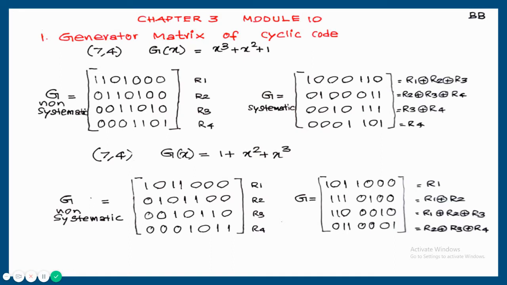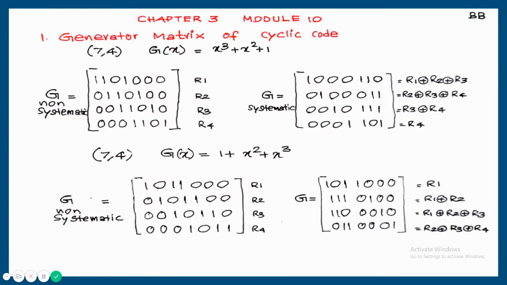Generator matrix of cyclic code. A cyclic code is always given with a generator polynomial, like a (7,4) code. The generator polynomial is x cube plus x square plus 1, or x cube plus x plus 1, or 1 plus x cube, or 1 plus x square plus x cube. For each generator polynomial, we are able to make the equivalent generator matrix. How that is done, we are going to study now.